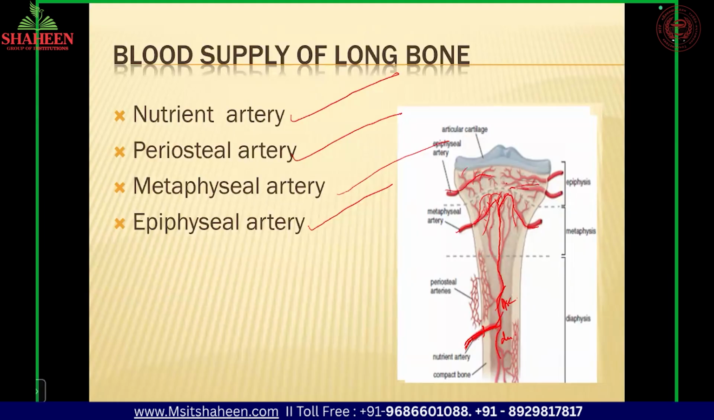So the nutrient artery enters into the bone through the nutrient foramen. It forms two branches, ascending and descending. The ascending branch goes upwards and forms hairpin-like appearances. Downwards also, it goes down, forms hairpins, and supplies the metaphysis maximally. And so many networks are also formed to supply the periosteum, endosteum, and so on.